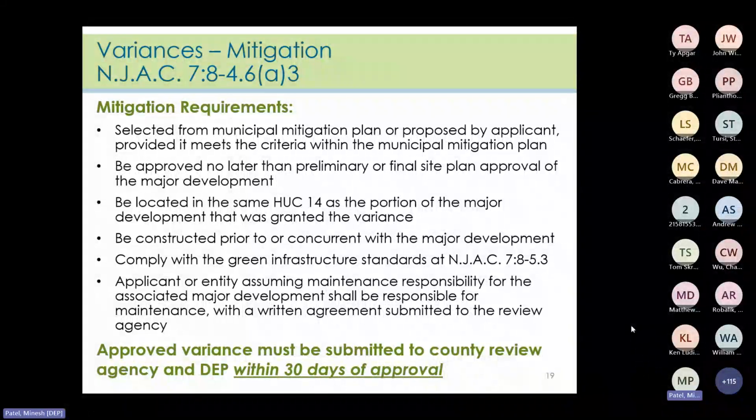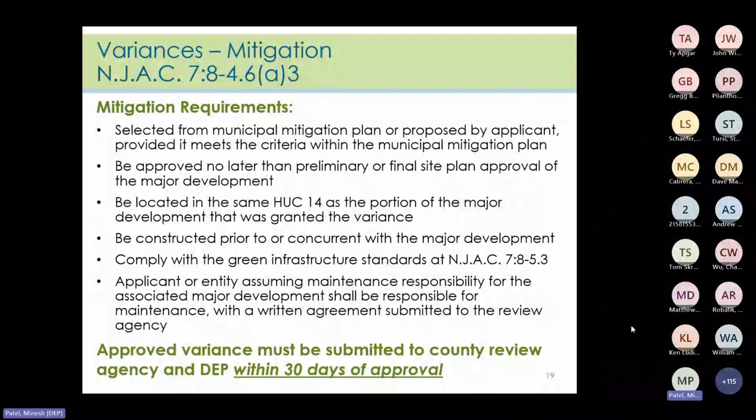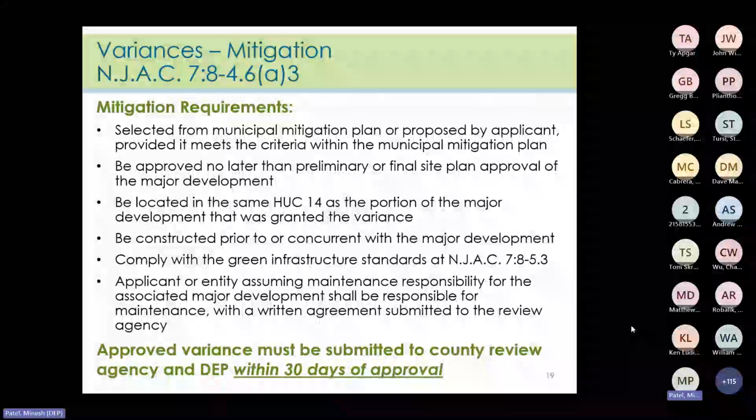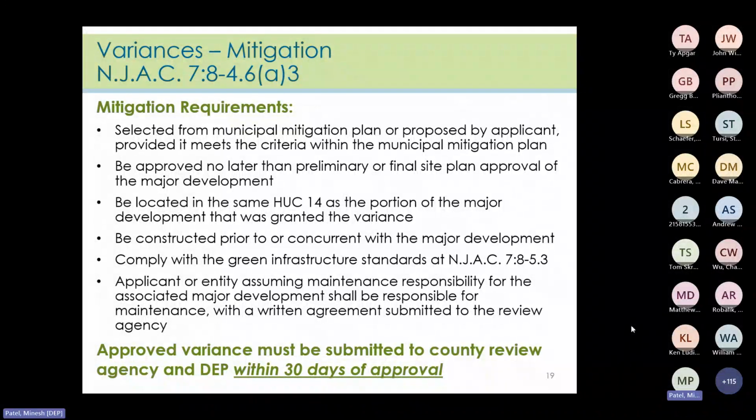Must be approved no later than the preliminary or final site plan approval. It must be located in the same HUC 14. It must be constructed concurrently or prior to the major development. It must meet the green infrastructure standards. And the entity assuming the responsibility of maintenance for the project must submit a written agreement to the review agency. And lastly, the approved variance must now be submitted to the county review agency and DEP within 30 days of approval.